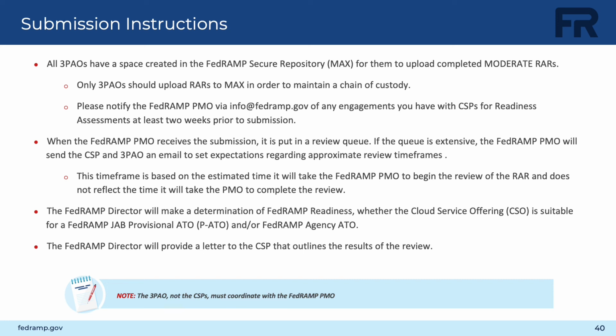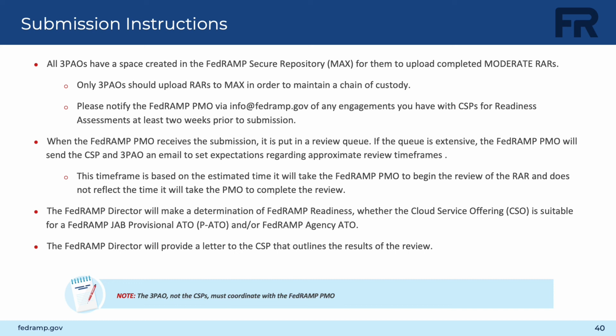In order to help the FedRAMP PMO gauge work and potential reviews, please notify the FedRAMP PMO via info@fedramp.gov of any engagements you have with CSPs for readiness assessments at least 2 weeks prior to submission. When the FedRAMP PMO receives the submission, it is put in a review queue. If the queue is extensive, the FedRAMP PMO will send the CSP and 3PAO an email to set expectations regarding approximate review timeframes. This timeframe is based on the estimated time it will take the FedRAMP PMO to begin the review of the RAR and does not reflect the time it will take the PMO to complete the review.